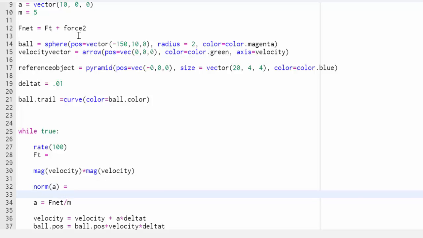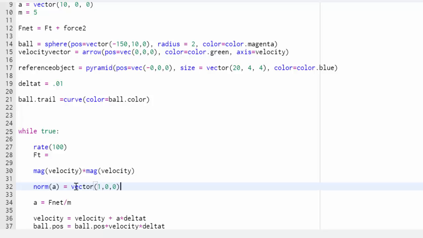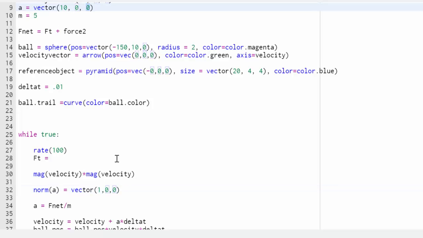If I did norm A, that would be a vector with vector 1, 0, 0. Because as you can see up here, I initially set the acceleration to be 10 to the right, and nothing up and down, and nothing in or out of the page. And so norm gives you a vector, but it always has size 1. And so it's basically just saying the direction only. And so norm of A would be 1, 0, 0 because it's going to the right, but it's not going up or down or into or out of the page. And so we're also going to use that to figure out directions.